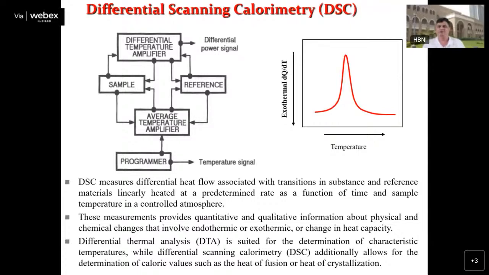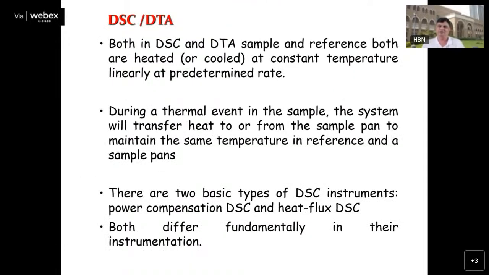Differential thermal analysis is suited for determination of the characteristic temperature, while differential scanning calorimetry additionally allows for the determination of the caloric values such as heat of fusion or heat of crystallization. In both these techniques, DSC and DTA, sample and reference are both heated or cooled linearly at a predetermined rate.